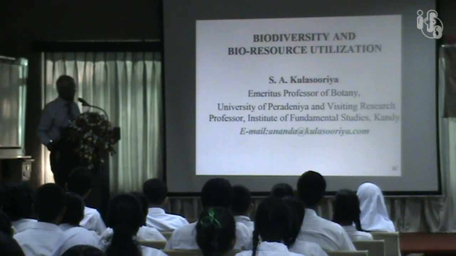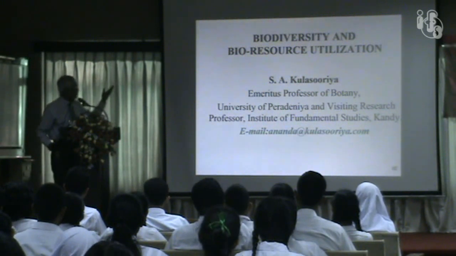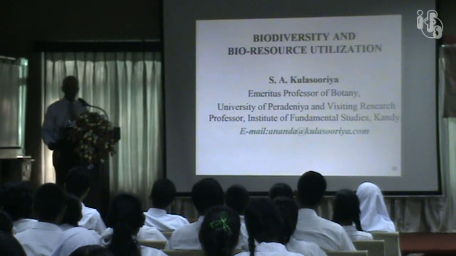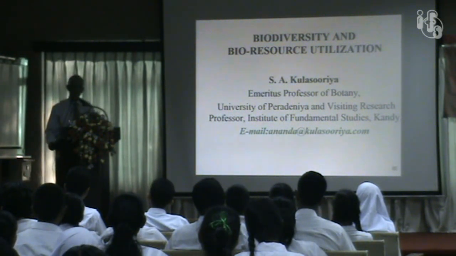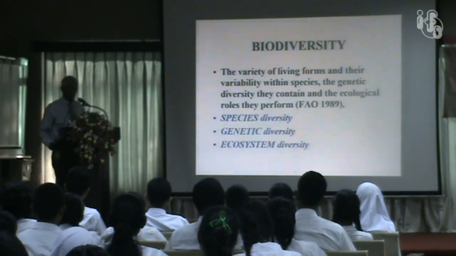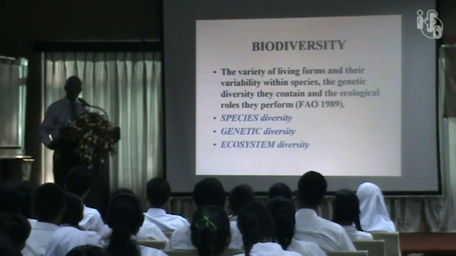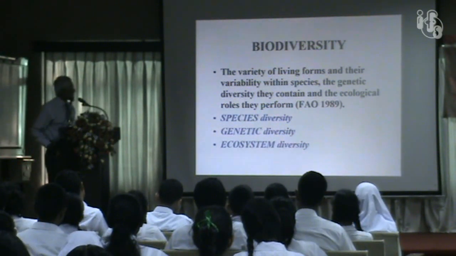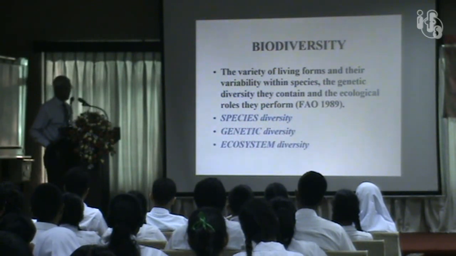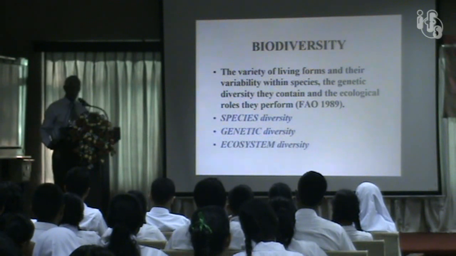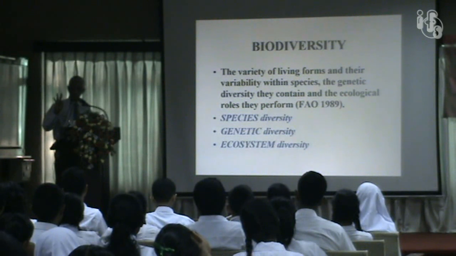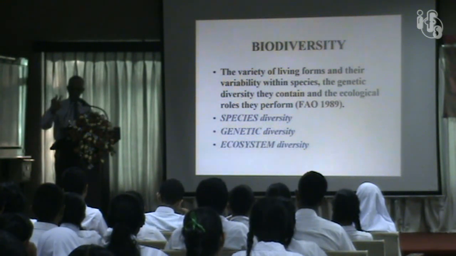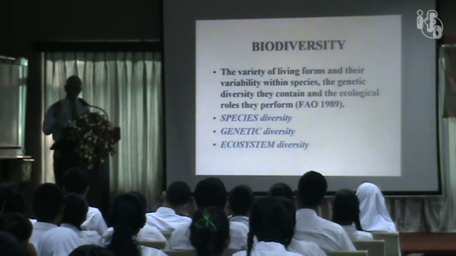With that little introduction, I'll get on to my topic, and it is on biodiversity and how we use it, its utilization. Now, like all scientists, for our convenience, we start off with a definition. I borrowed the definition of the Food and Agricultural Organization published in 1989. Biodiversity can be defined as the variety of living forms and their variability between species, the genetic diversity they contain, and the ecological roles they perform. So basically, this statement includes three aspects: species diversity, genetic diversity, ecosystem diversity. We will take these aspects one by one.